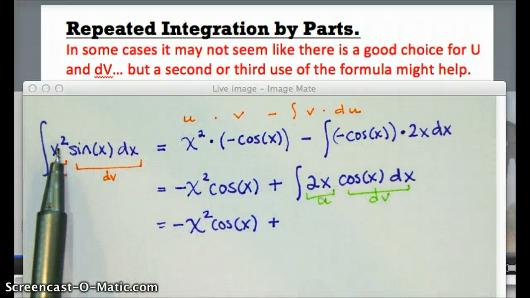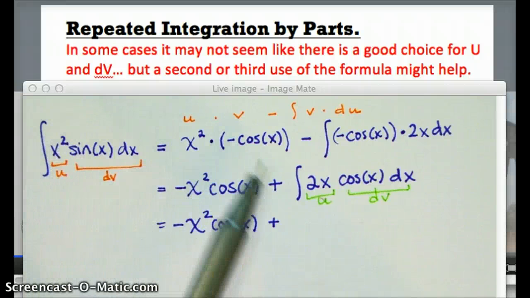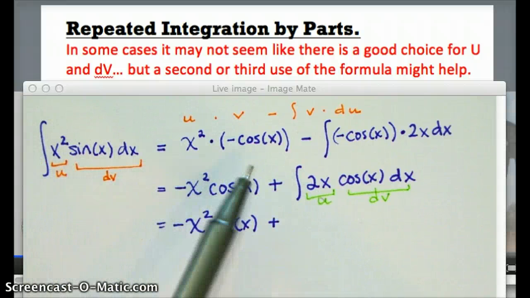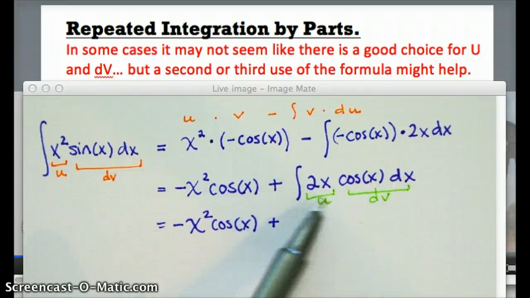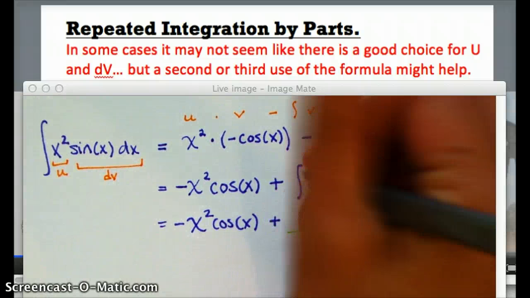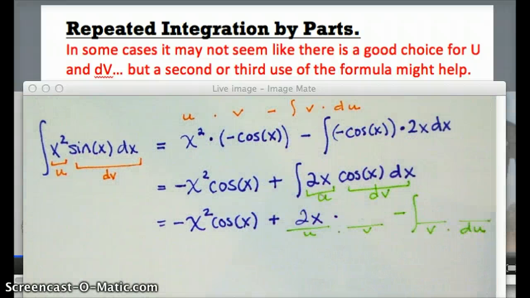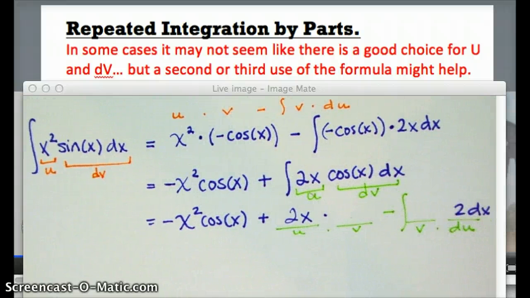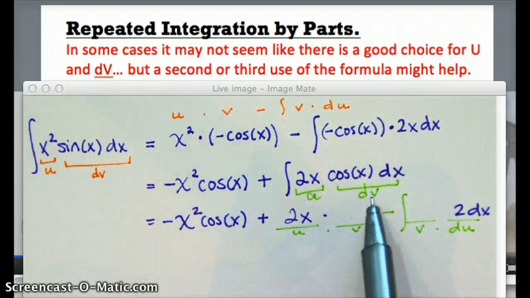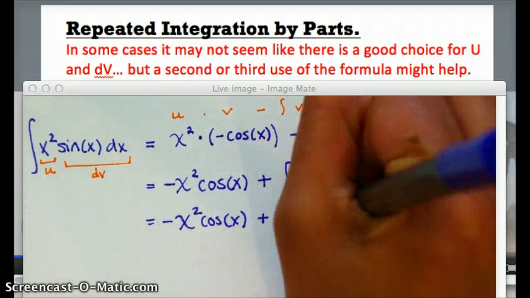In general, this first term, x squared, which turned into 2x, should continue to be your u. If you imagine, on the next step, we're actually going to wipe out the x, and that's when the integral will be easy to solve. Using my new u and dv, I'm going to apply the integration by parts formula a second time. Since u is 2x, du is just going to be 2 dx. And since dv is cosine of x, v is going to be sine of x.